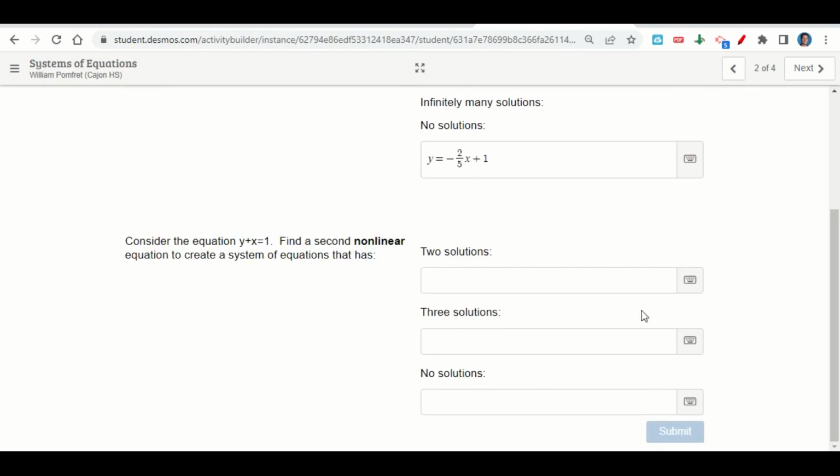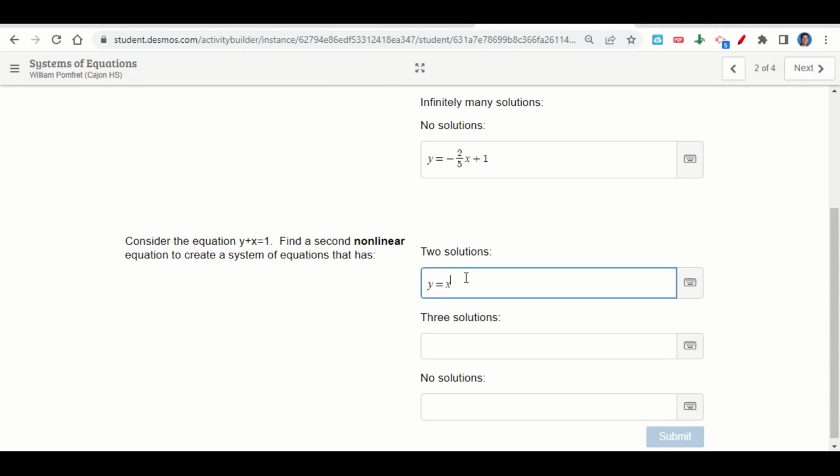So now for this one it says take the same thing, but now we want something that's non-linear. So we want something with two solutions. So we could do something like y equals x squared, right? Because it's going to form a parabola, so it's going to go down and back up. So we'll have at least two solutions.